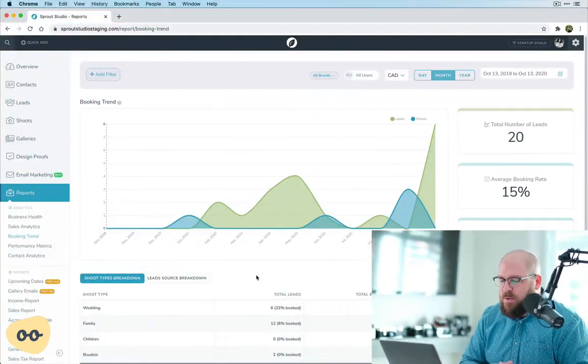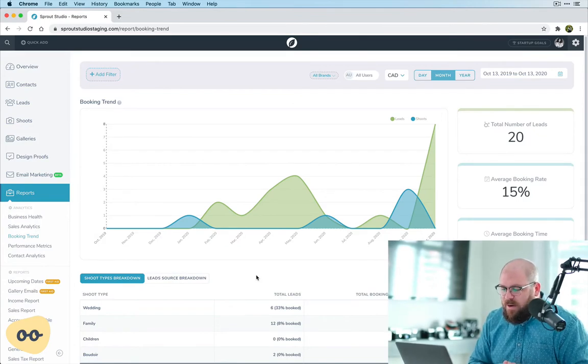If you're having a challenge with your bookings, or if you want to just analyze them and understand what you can be doing better, or what you can be doing more of, or what you maybe should be doing less of, the booking trend report gives you a big picture of those specific numbers. So let's hop in here and look at the booking trend report.